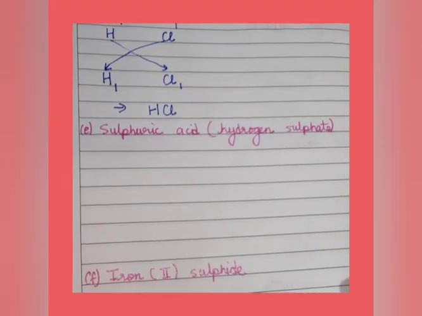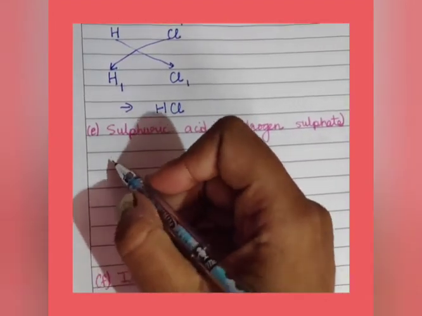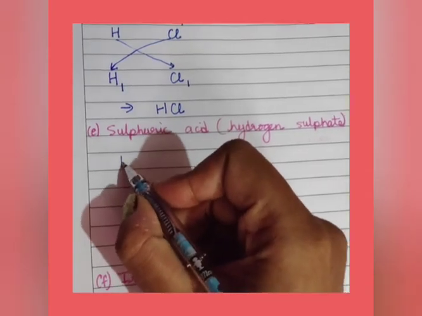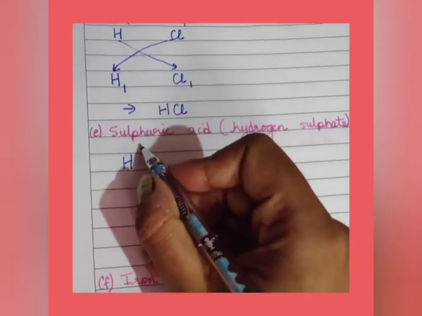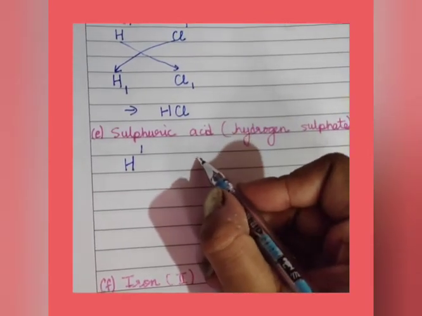Next is sulfuric acid. We also call it hydrogen sulfate. So for sulfuric acid, hydrogen, valency 1, sulfate. So what is the formula?